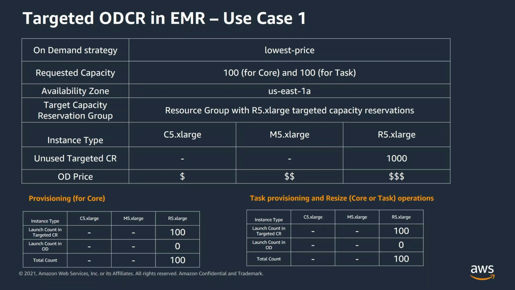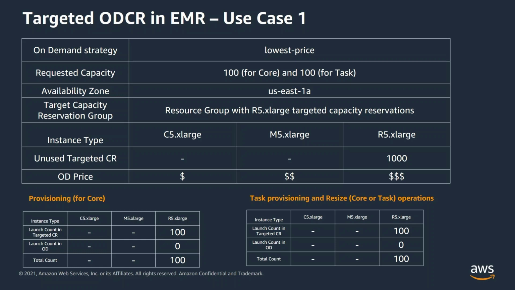During task fleet provisioning, the AZ is locked to US East 1A. EMR will try to launch as much capacity as possible from the unused targeted ODCRs of each instance pool until the request is fulfilled. So in this case, the task nodes will be provisioned using 100 R5 extra large from the remaining 900 unused R5 extra large in the account. At the end of the operation, you'll have 800 unused targeted ODCRs in your account.